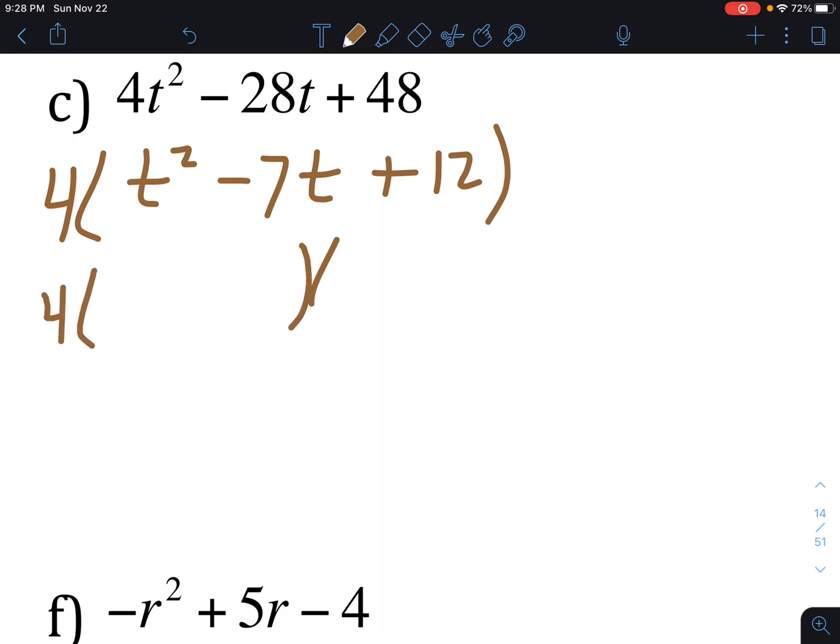All right, that trinomial can go in two parentheses. What are my signs going to be? When the C's plus and B's minus, it's minus minus. And two numbers that multiply to get 12 and add up to 7: 3 and 4.